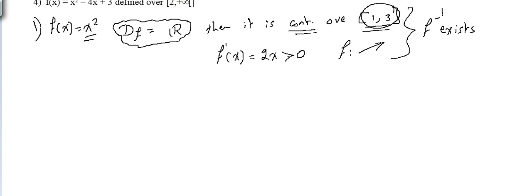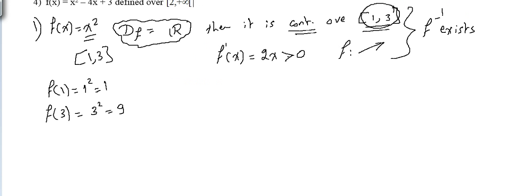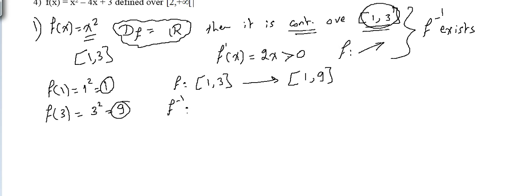f inverse exists. Okay? Now let's find the domain and the range. First, it's defined on [1, 3], right? What do we do in this case? We find f of 1. f of 1 is 1 squared, which is 1. f of 3 is 3 squared, which is 9. What do we mean by that? This means the domain of f given as [1, 3], its range goes to [1, 9], because it's increasing: f of A, f of B. For the inverse, the domain will be [1, 9] and the range is [1, 3].